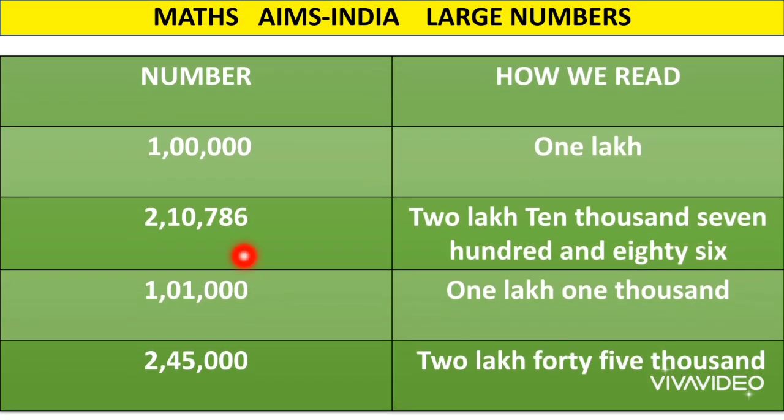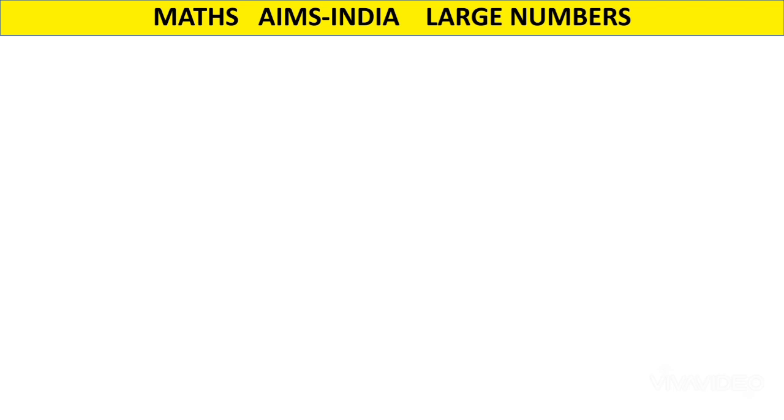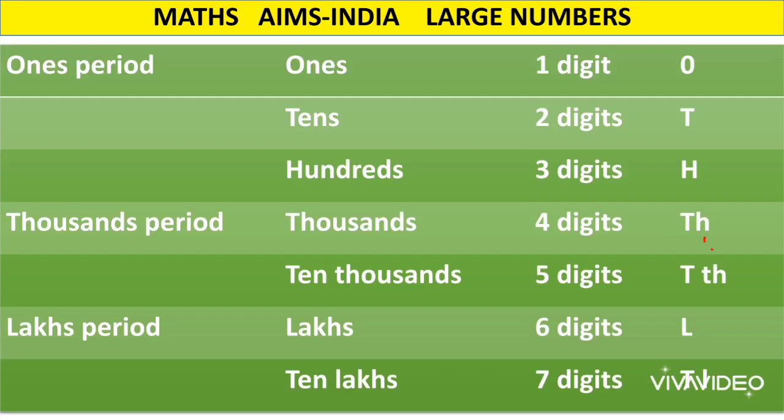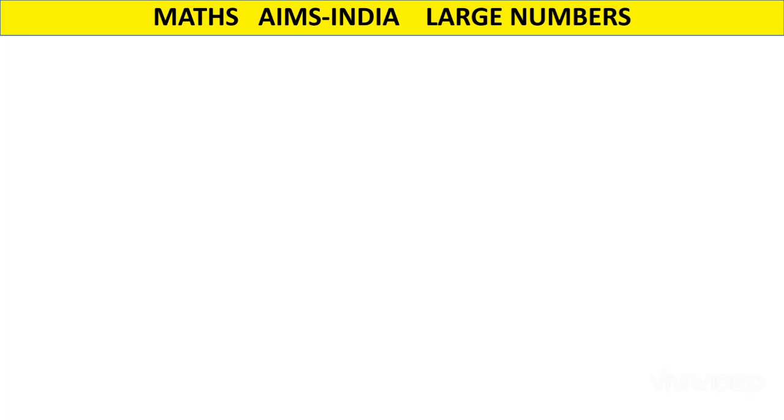I hope you've understood what we have learned till now, because now we'll see some numbers and we'll also learn how to read those numbers. The first number we have here is 1 followed by 5 zeros. Now what will this number be? This number will be a 6-digit number. If you look at this place value chart here, 6-digit numbers have lakhs as their highest place value. Yes or no, children? 6-digit has lakhs.